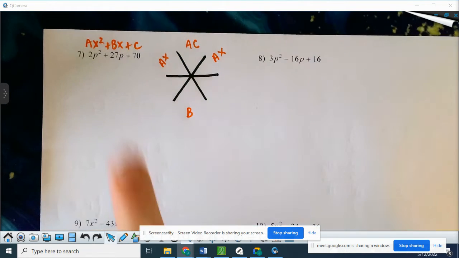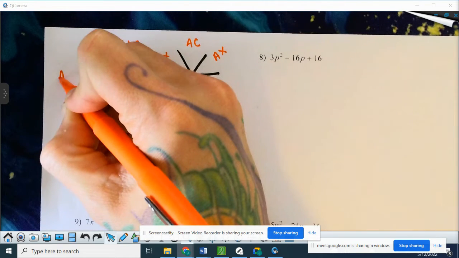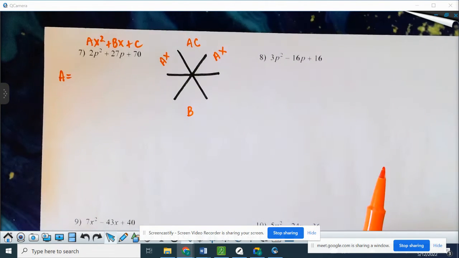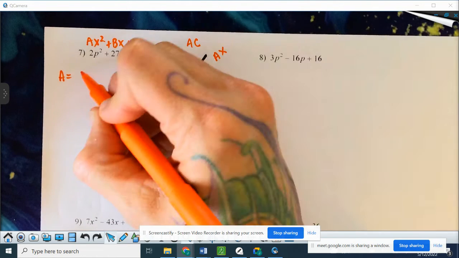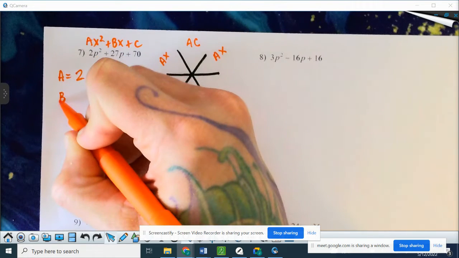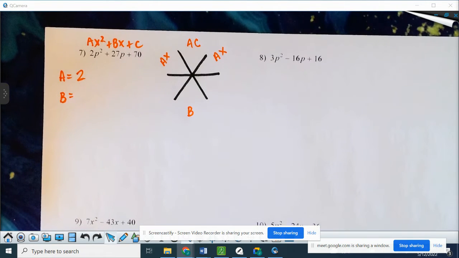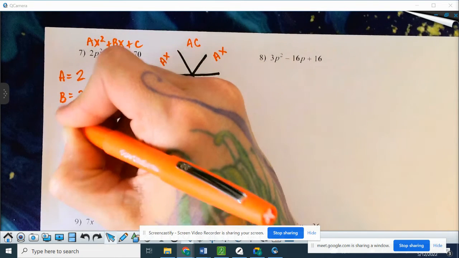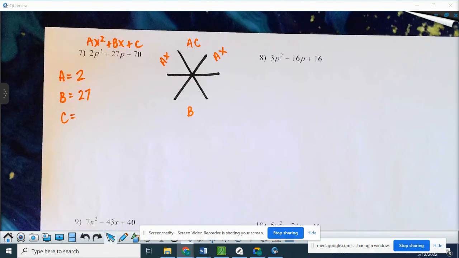So looking at this equation, what is our a value? What is the number that is a? Only a number, so don't worry about the variable. What number is a? Yes. What number is b? Good job, guys. Yes, 27. Awesome. And c? Yes, good job.